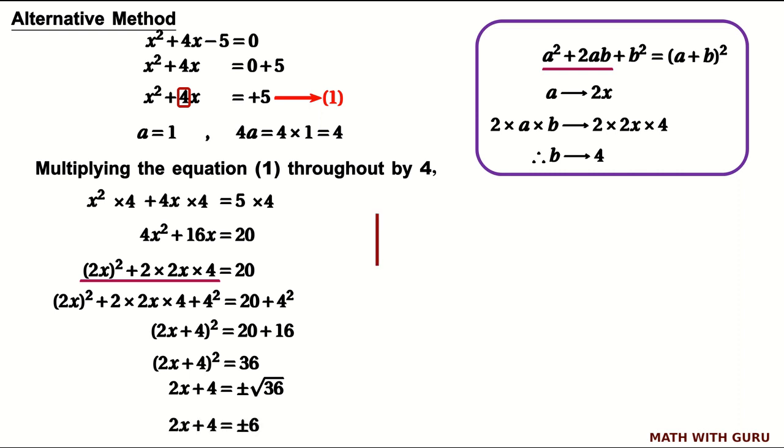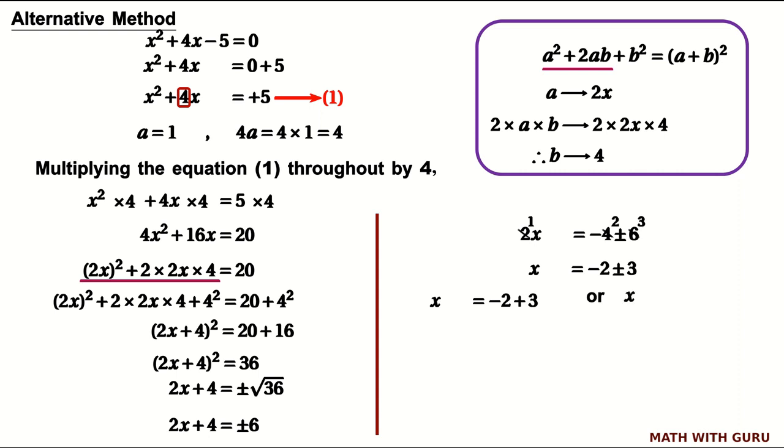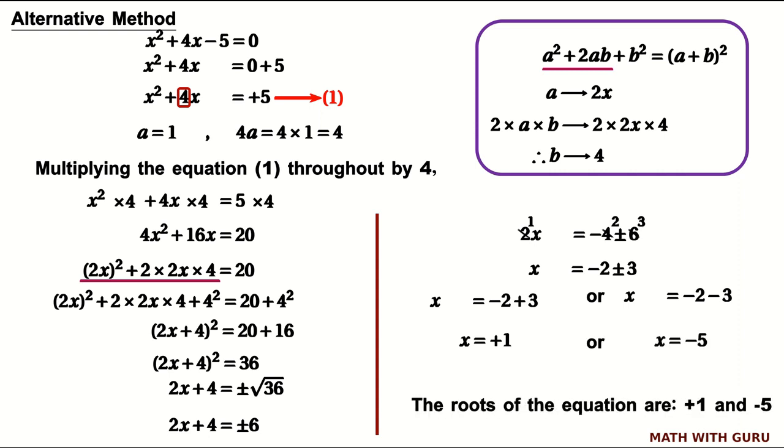Plus or minus 6. Now bring plus 4 to the right hand side. Here we have 2 as a common factor for all the terms. 2 1s are 2, 2 2s are 4, 2 3s are 6. Divide the entire equation by 2. x equals minus 2 plus or minus 3. Let us split the two values. x equals minus 2 plus 3 or x equals minus 2 minus 3. x equals plus 1 or x equals minus 5. The roots of the equation are plus 1 and minus 5.